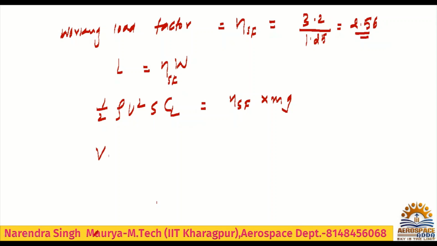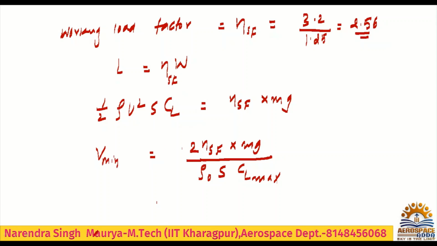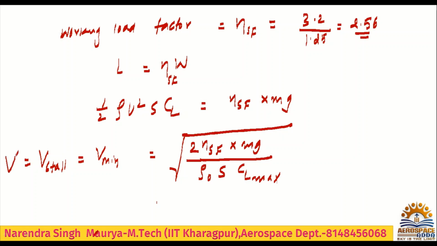Alright, so velocity or speed they are asking us. So n SF into mg, divided by, 2 will come also, divided by rho at sea level, and S will come and CL will come. CL they have given maximum, so obviously this speed will be minimum. What is the minimum speed? This minimum speed is also called V stall. If you have seen the VN diagram, this was V star.